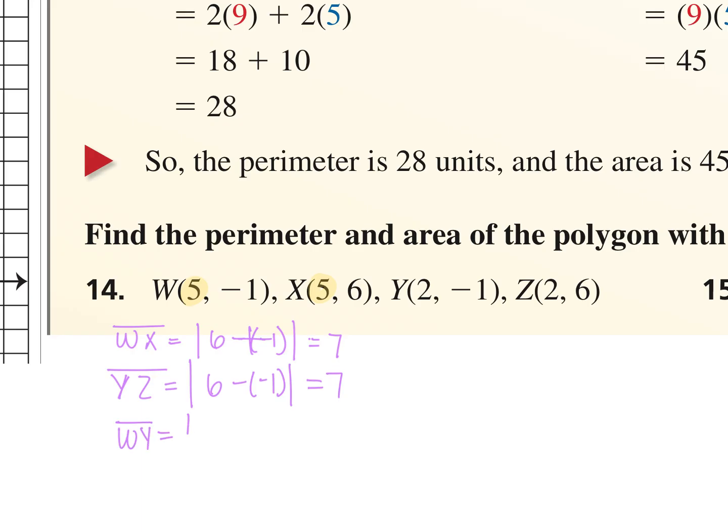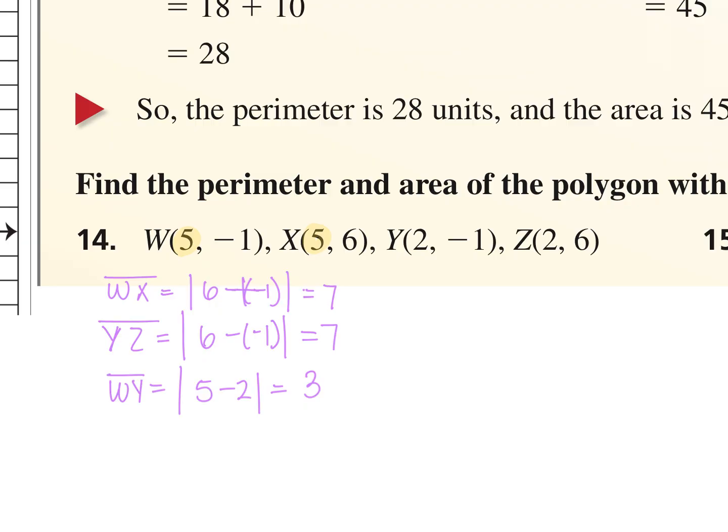WY, I'm taking the absolute value of 5 minus 2, which is going to give me a 3. And then XZ, same thing. The absolute value of XZ is going to be 5 minus 2, which is also 3. So now I have all my sides. Now I can go ahead and find my perimeter and area. Keep in mind this has 4 vertices, so this is some sort of quadrilateral.